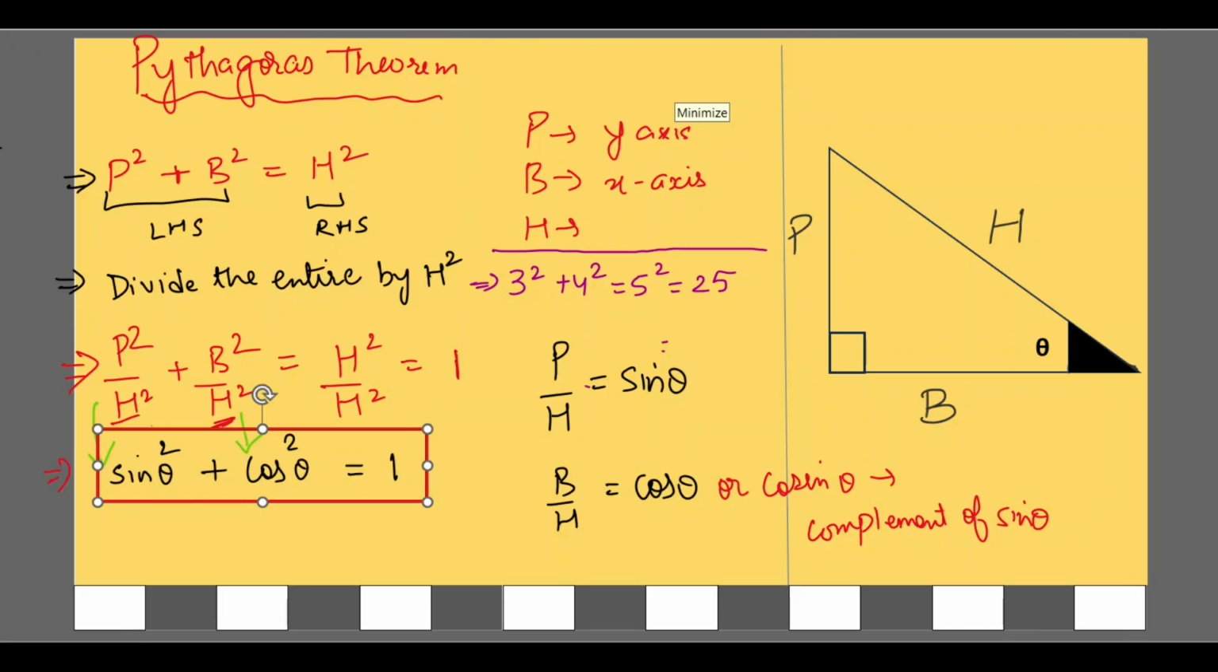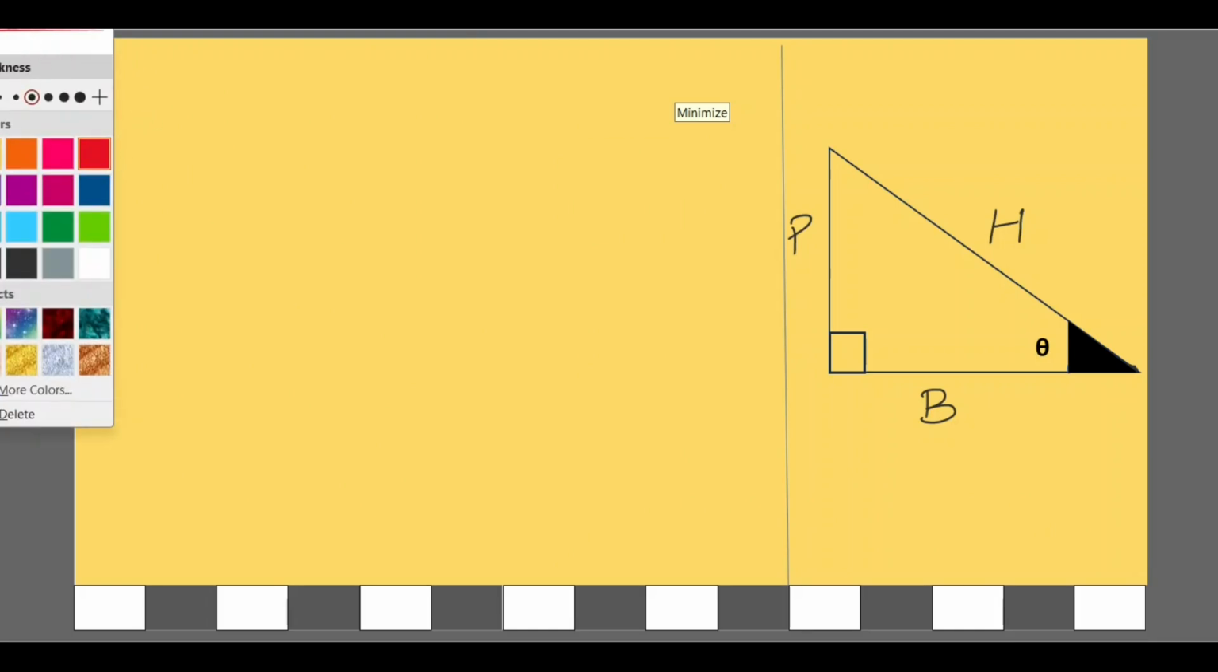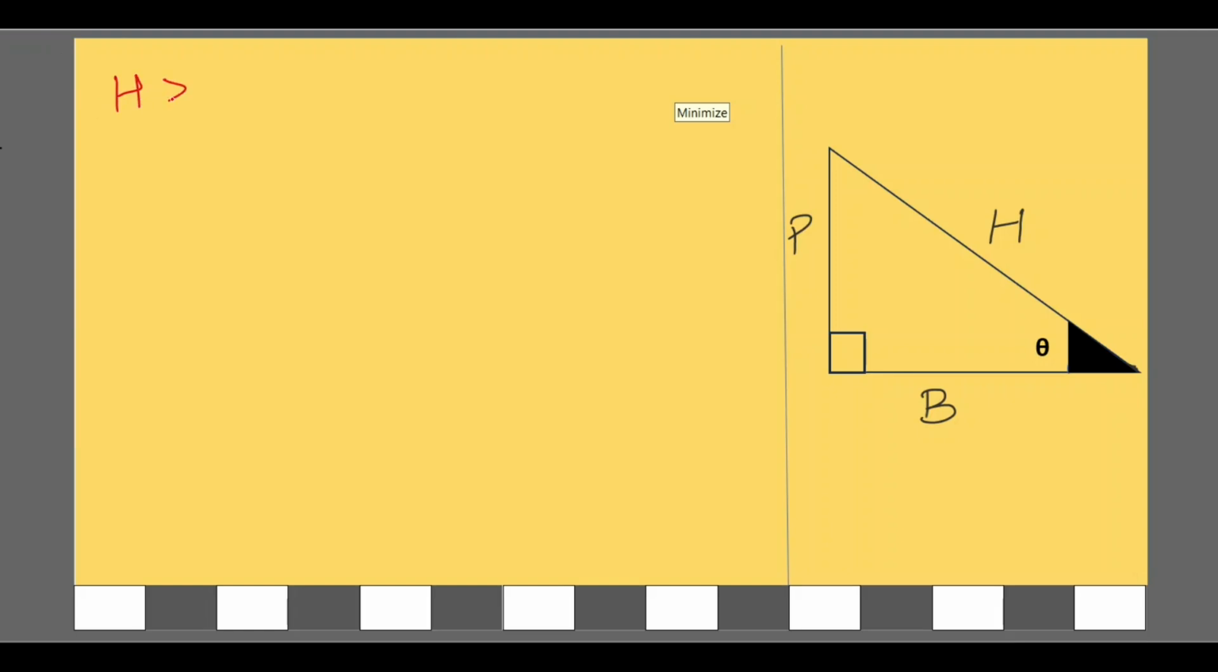Now, at any given time in a triangle, the hypotenuse will always be greater than one of the sides. So the hypotenuse will always be greater than P and base. If I give you one example, 3 square plus 4 square is equal to 5 square. Here the hypotenuse is 5, and base can be anything, so let's suppose base is 3 and perpendicular is 4.